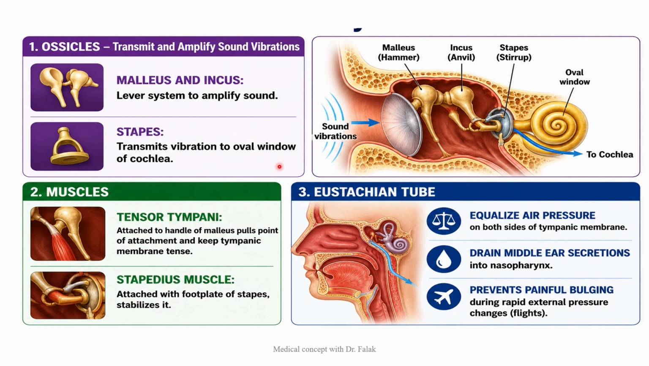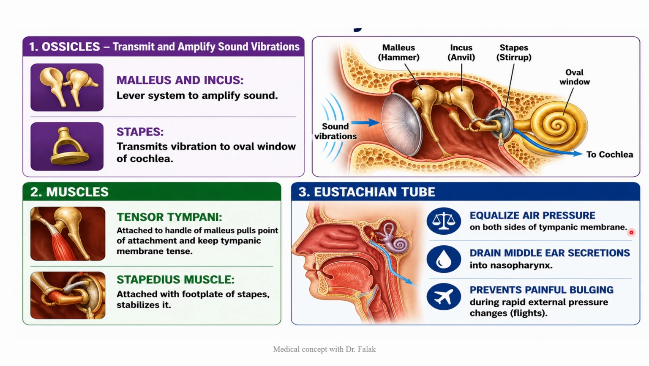Now come to the function of the middle ear bones, or ossicles. Malleus and incus act as a lever system and thus amplify sound waves. Second, the stapes causes the transmission of vibration to the oval window of the cochlea. Then we have two muscles, the tensor tympani and the stapedius muscle. Tensor tympani is attached to the handle of the malleus. It pulls the point of attachment and keeps the tympanic membrane tense. While the stapedius is attached to the footplate of the stapes and thus it causes its stabilization.